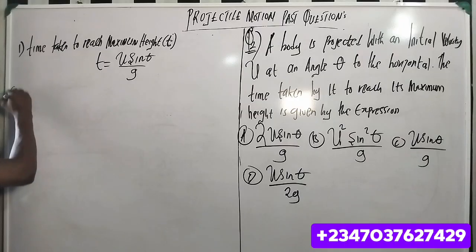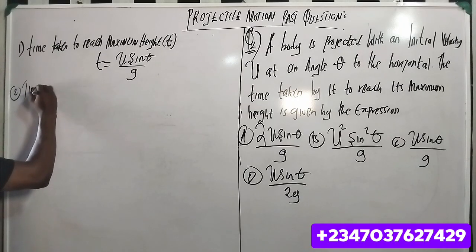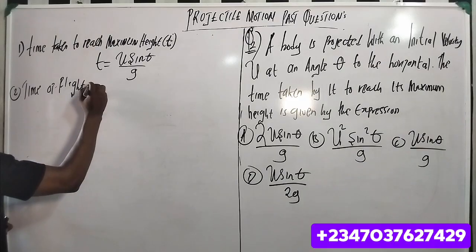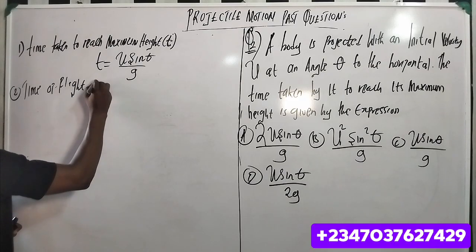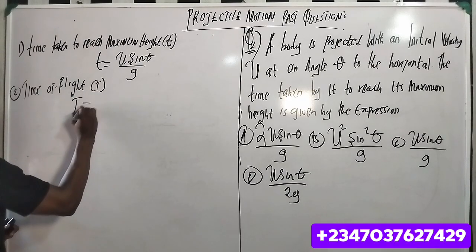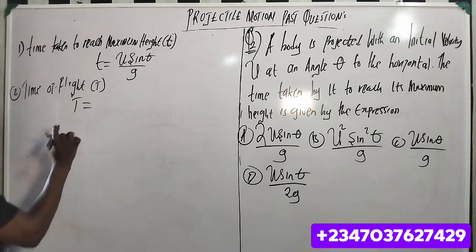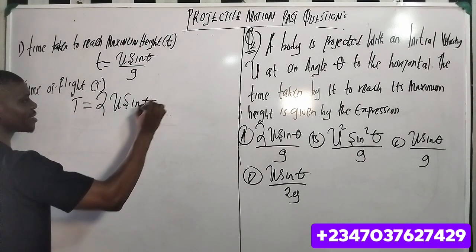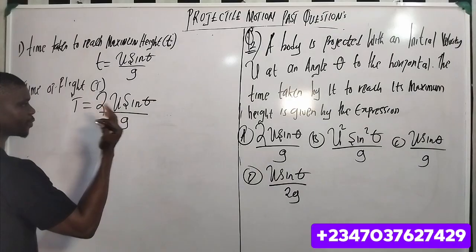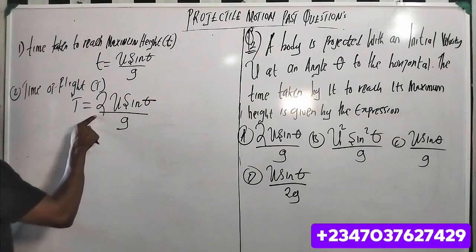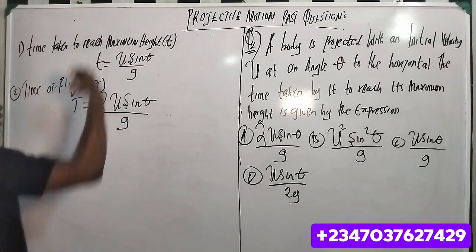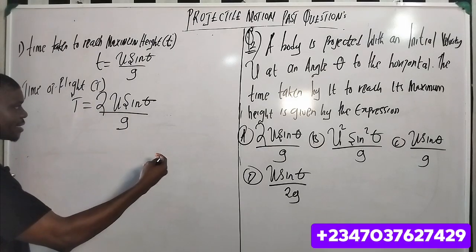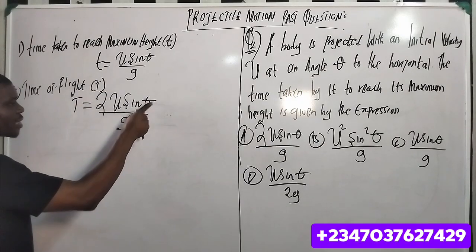Next is called time of flight, number 2. Time of flight, which is capital letter T, is equal to 2u sine theta over g. Do you understand? So the time of flight is 2 times the time to reach maximum height. So that's called time of flight, 2u sine theta over g.